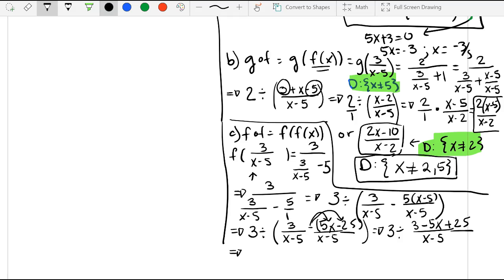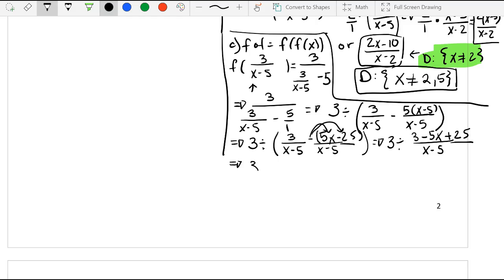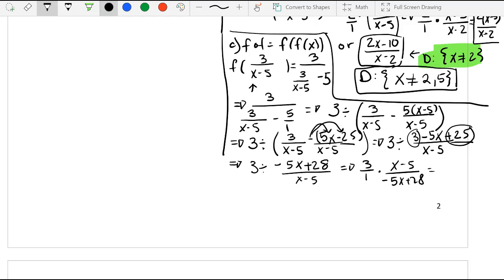Then from here, we can go a little bit further. 3 divided by, I'm going to combine like terms. So 3 and 25, that's a 28. Okay, so negative 5x plus 28 all over x minus 5. Then from here, we will now multiply by its reciprocal, x minus 5 over negative 5x plus 28. Then from here, you can leave 3 times x minus 5 as undistributed, or you can multiply it in.